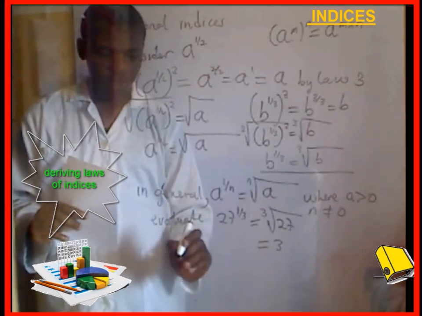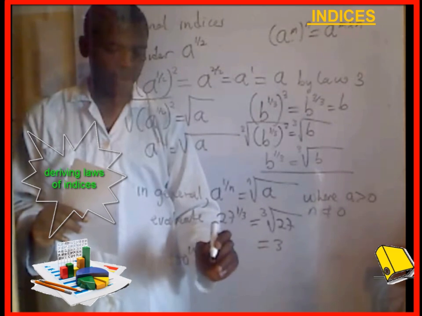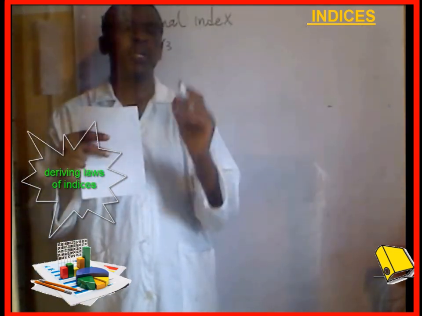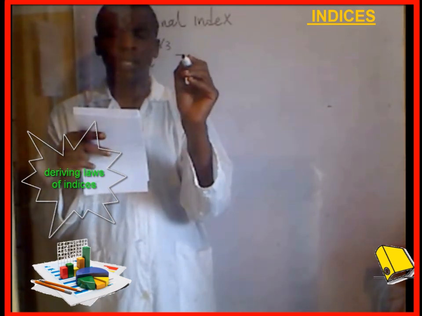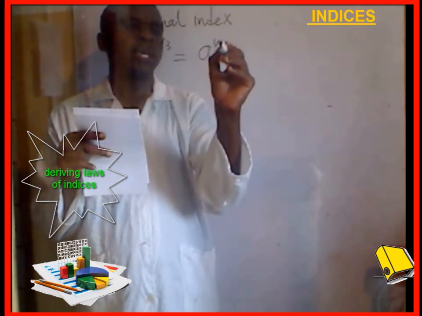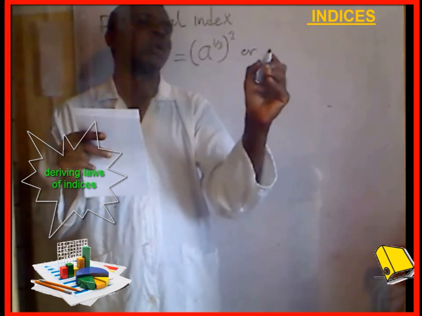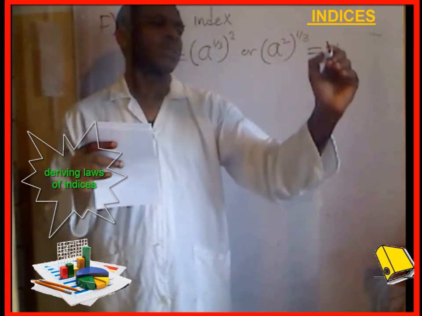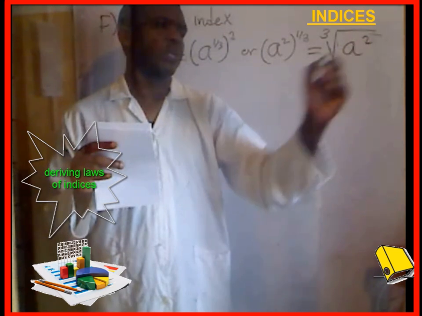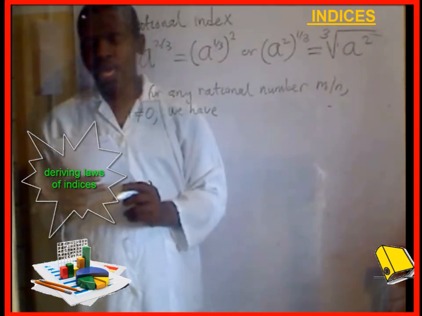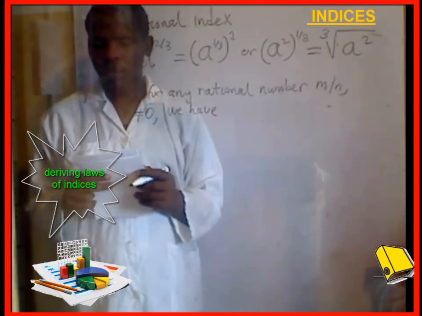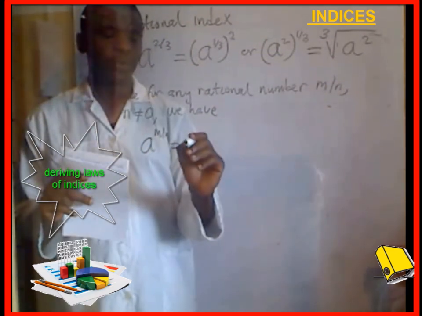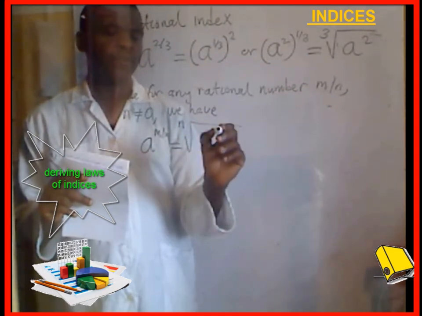Evaluate 100 raised to the power half. This is equal to the square root of 100, which is equal to 10. Again, by law 3, a raised to the power 2 all over 3 is equal to a raised to the power 1/3 all squared, or a raised to the power 2 all raised to the power 1/3. This will give us the cube root of a raised to the power 2. Hence, for any rational number m all over n, where n is not equal to 0, we have a raised to the power m all over n. We shall have the nth root of a raised to the power m.